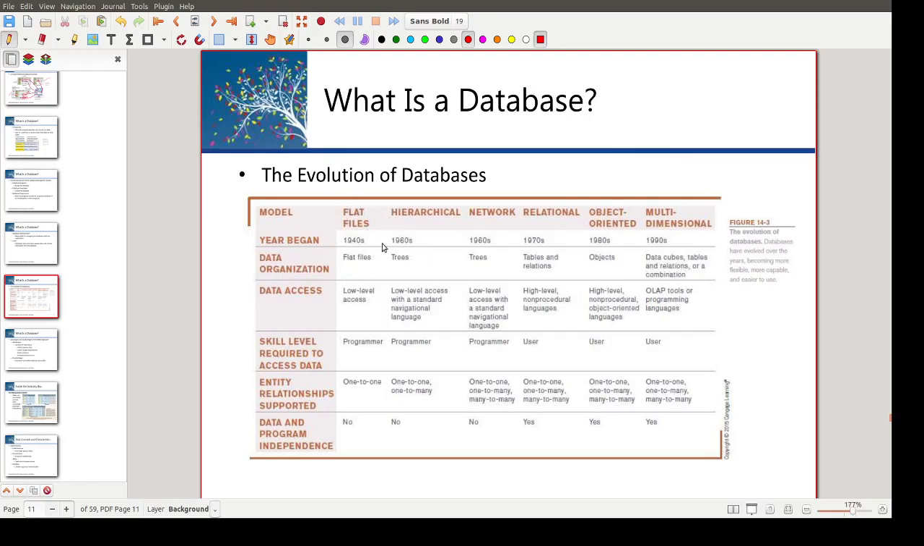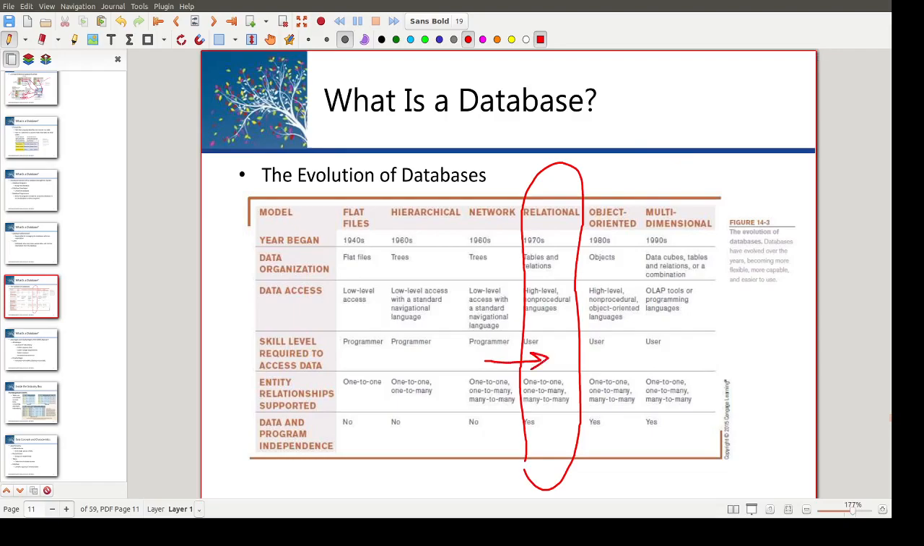Then they moved to better representations, like hierarchical representation with trees, and then network representation. In the 1970s, they used relational databases, which are a very commonly used structure nowadays. In the 1980s, object-oriented databases appeared, and multidimensional databases appeared in the 1990s. But still, the very commonly used one is the relational database. The most important feature that signifies the importance of relational databases is the move from here to there.